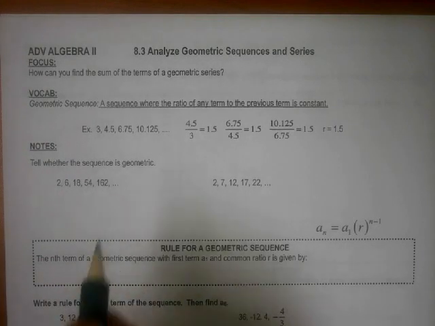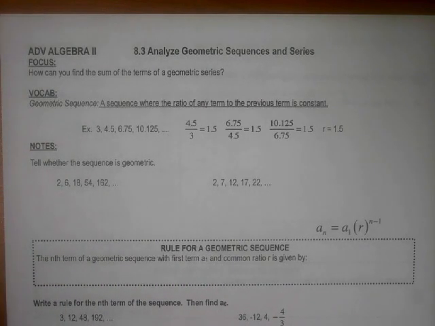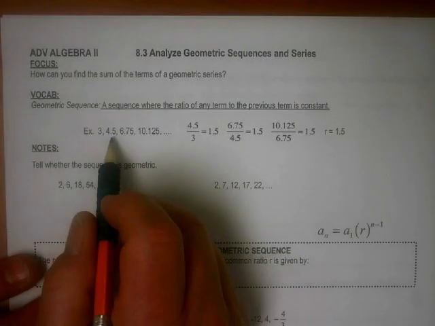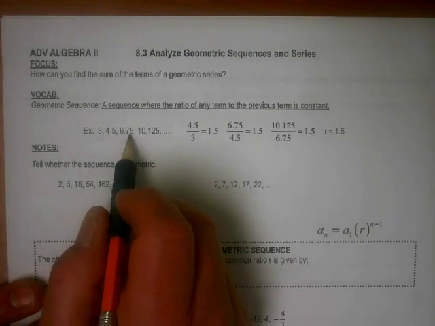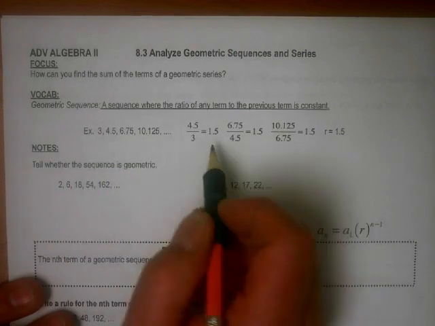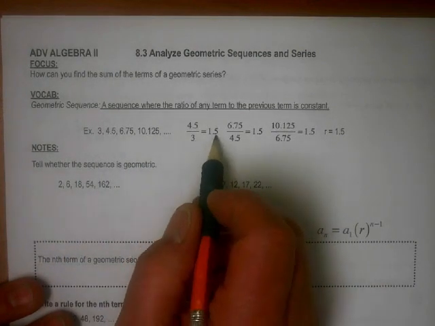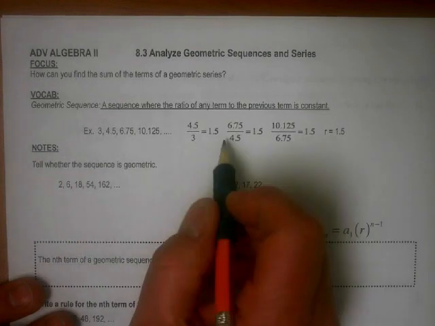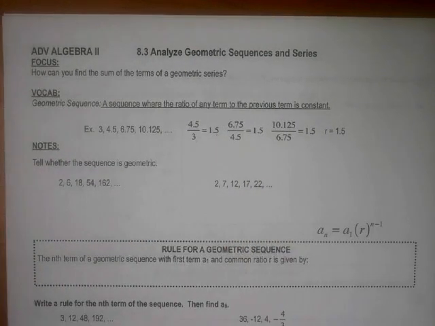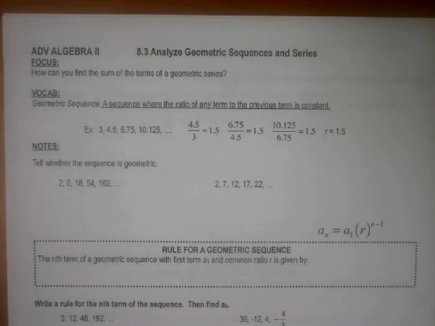Geometric sequence: a sequence where the ratio of any term to the previous term is a constant. So here is an example. Here are the terms in your sequence: 3, 4.5, 6.75, 10.125. Take 4.5 divided by 3, that's 1.5. 6.75 divided by 4.5 is 1.5, and so on. If all these are constant, then it is a geometric sequence. Get the same thing.